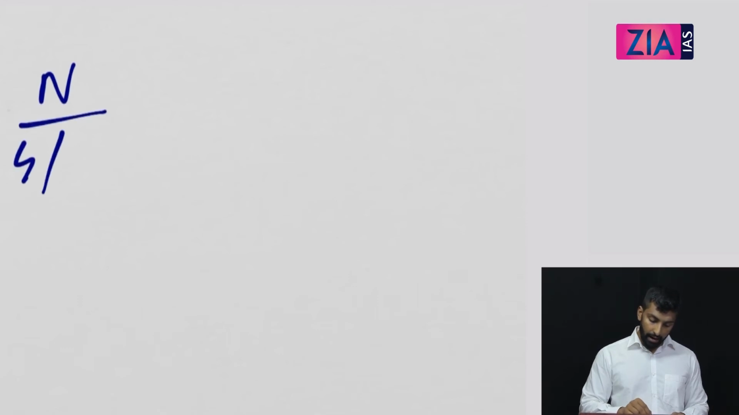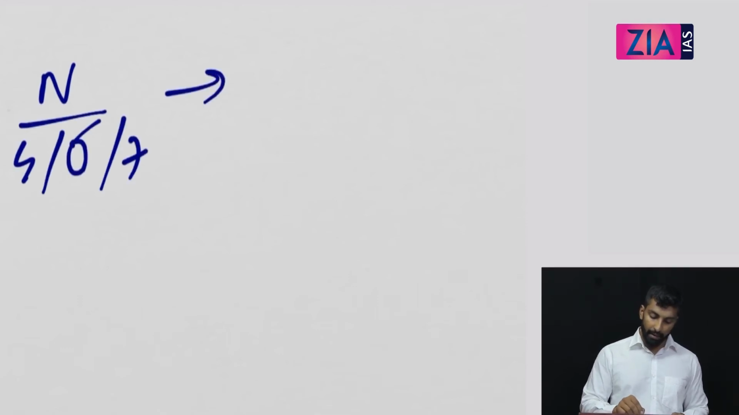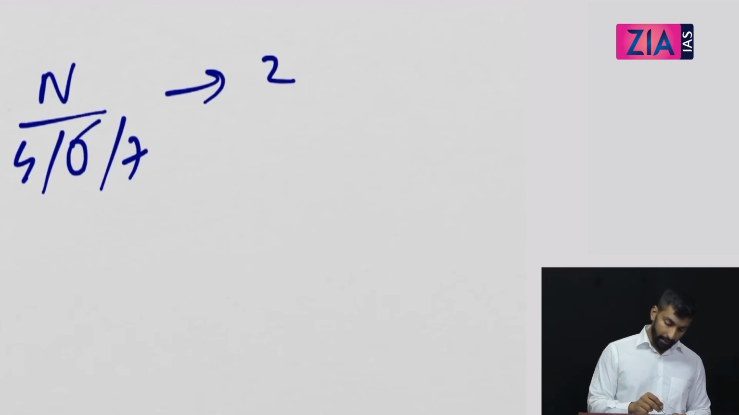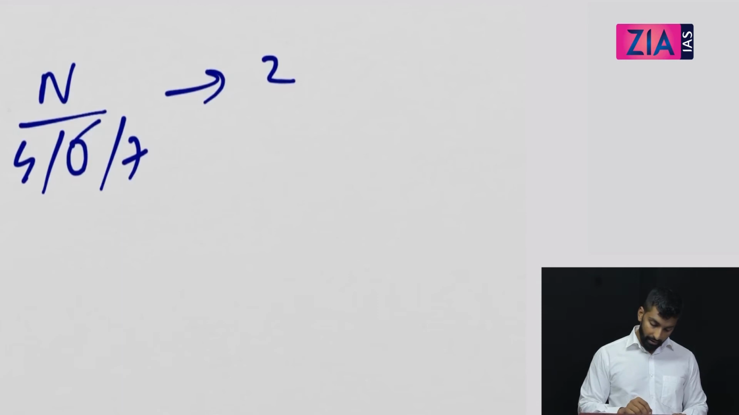Now what is this question? A number when divided by 4, 6 and 7 leaves a remainder 2. So in each case it leaves remainder 2. What is the number? That's what they're asking. So how will you write this?